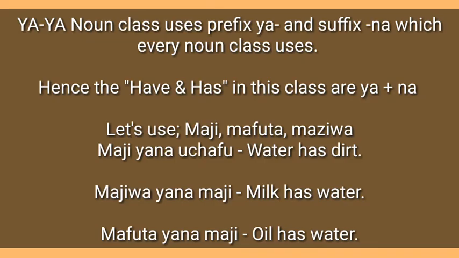The YA-YA noun class uses prefix ya and suffix na, which every noun class uses. The YA-YA noun class is known to be only in plural. Its nouns are not in singular, so it only uses the ya prefix and the na suffix to make yana. Let's use maji, water, mafuta, oil, and maziwa, milk.